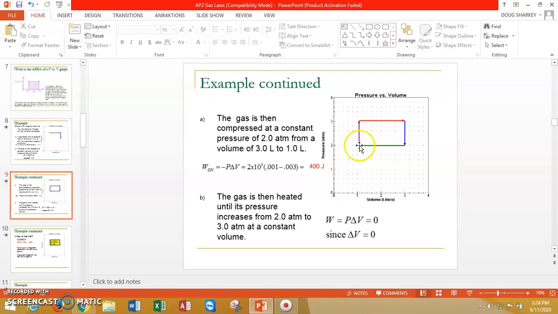And then we go from here back to here. I think this is from state 4 to state 1. And the gas is heated up. Volume doesn't change, but pressure goes up. And there's no work done because there's no area under that curve. So there is no PΔV. There is no change in volume. It's 0, so there is no work. So I hope this process makes sense.